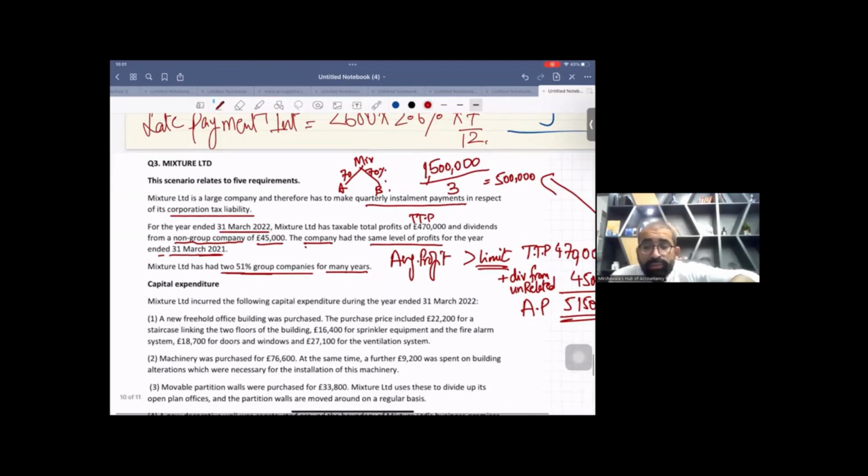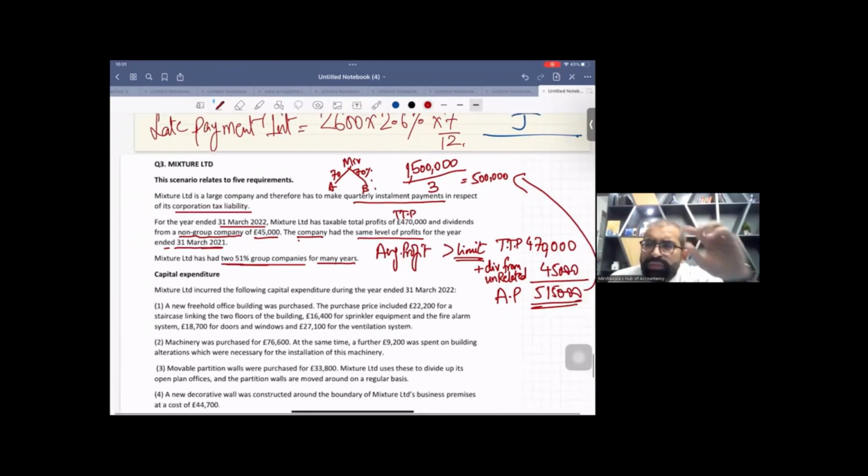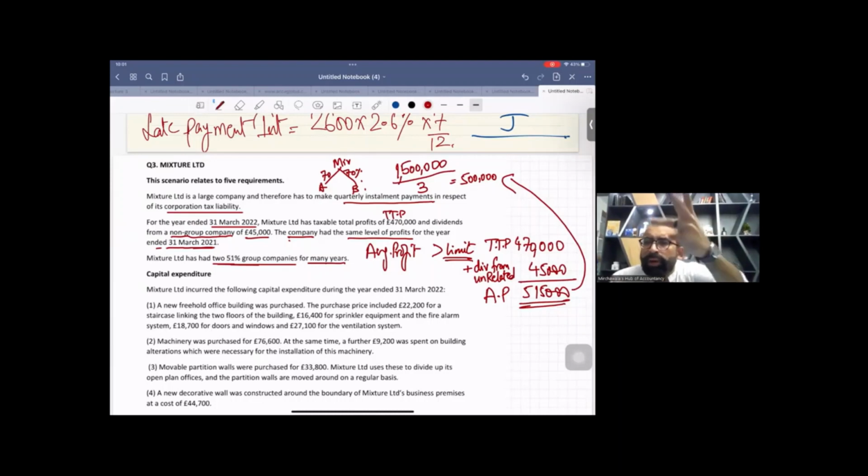To be very honest, if you know this topic, these are cash 5 marks. I'll show you the requirements. Quick 5 marks. Don't read any other thing. No need to read any other thing. Leave it.